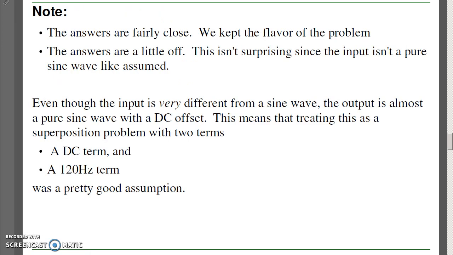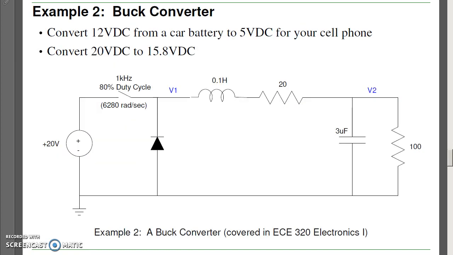Second example. Suppose I have a buck converter. This is another circuit that we cover in electronics. Here what I have is a 20 volt source. If I close the switch, I'll have 20 volts going to the load. If I open the switch, I'll have 0 volts going to the load. By chattering the switch on and off, I can make the average voltage going to V2 something between 0 and 20. That's called a buck converter.